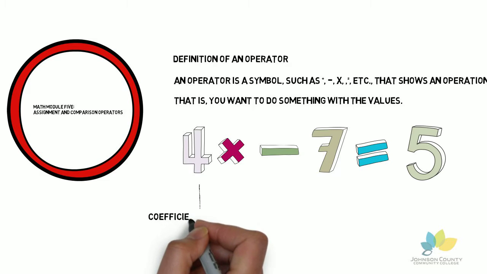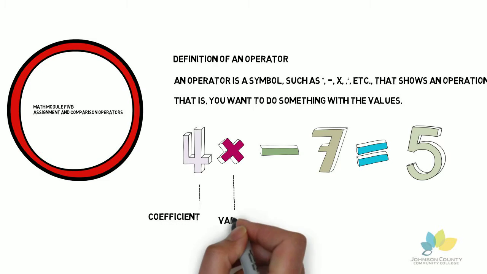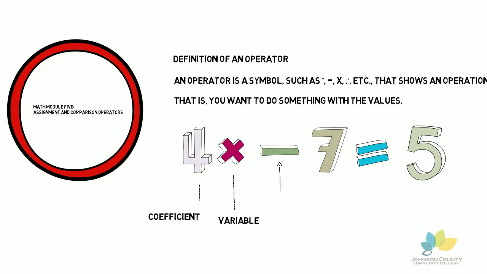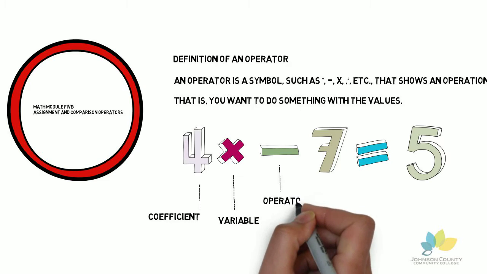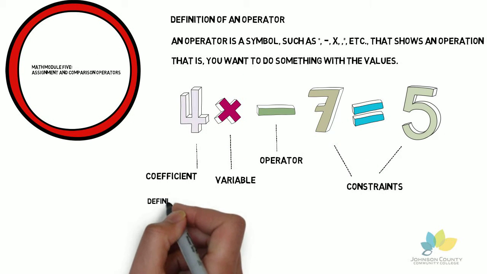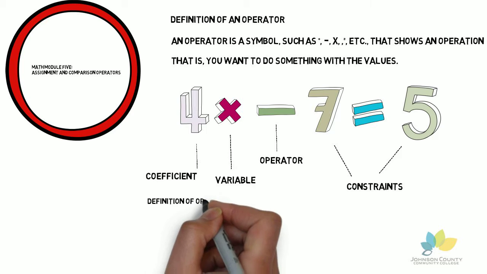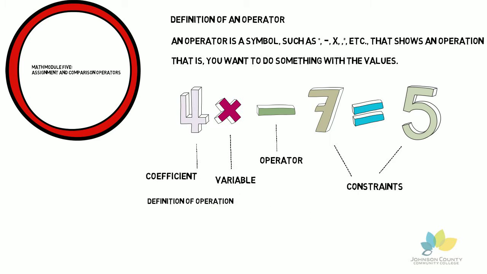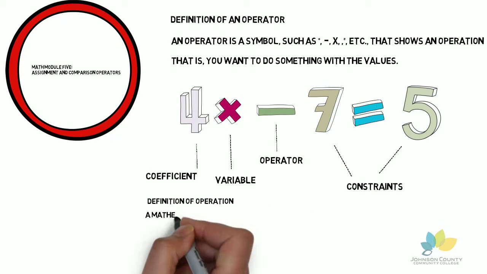In this formula, 4 is our coefficient, x is the variable, the minus sign is the operator, 7 and 5 are the constraints. Let's define an operation. A mathematical process, the most common are addition, subtraction, multiplication, and division.